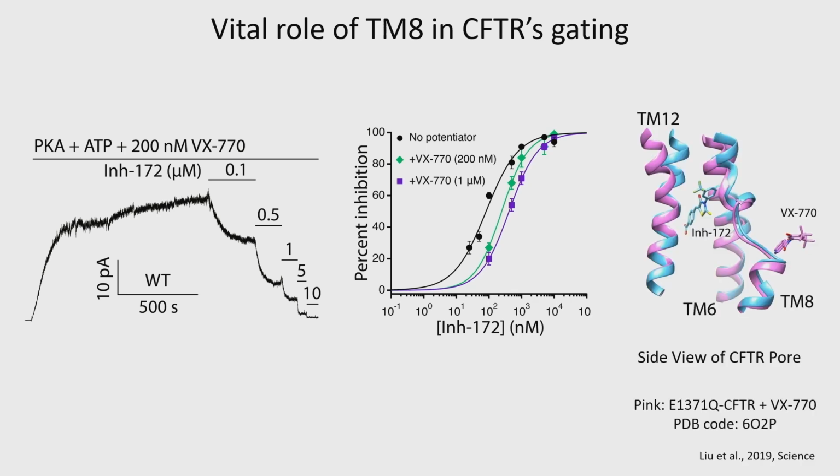If you look at where they bind on CFTR, you will see that they bind almost at the same level to TM8, but on the exactly opposite side of TM8. So inhibitor 172 is in the pore, and VX770 is outside of the pore. So we propose that these two compete for TM8 for different states of CFTR: the inhibitor for the inhibited state, the potentiator for the activated state. In other words, they are antagonists on CFTR. So with that, I come to the conclusions of my talk.